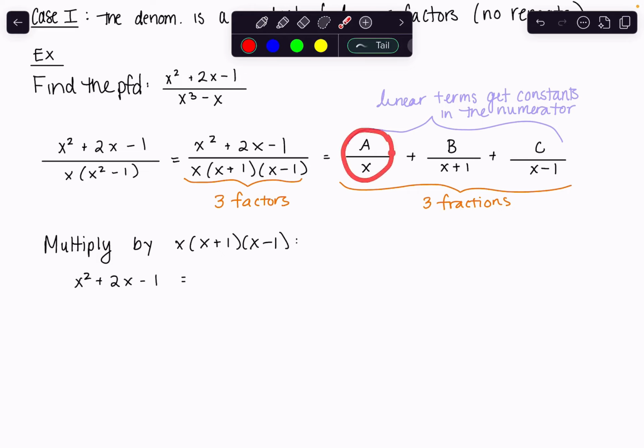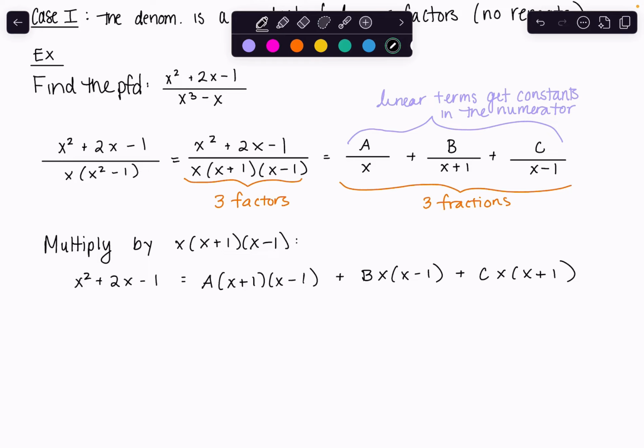When I multiply this by all of these, the x's cancel. So you're left with the numerator and the 2 factors you didn't have. For the second one, we're left with the numerator and the x plus 1 disappears. So we're left with x and x minus 1. And for the third, the x minus 1 cancels. So we're left with c, x, and x plus 1.